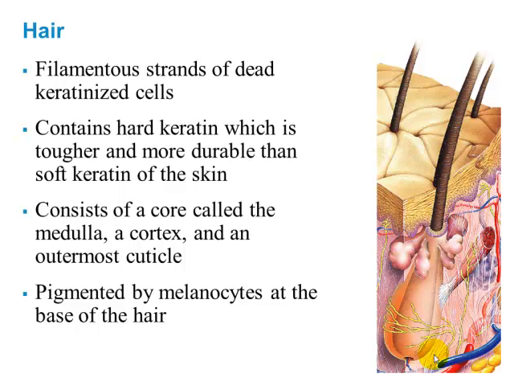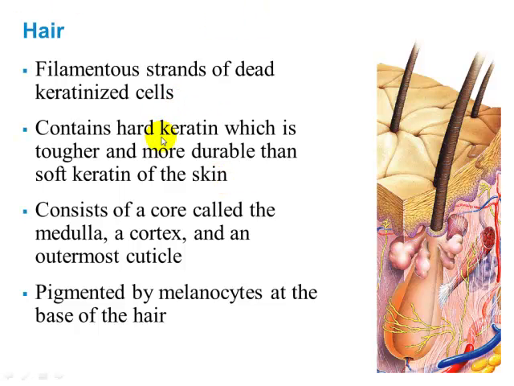Hair we had listed and talked about as being one of the accessory structures of the integumentary system. These are actually filamentous strands of dead keratinized cells. These are derived from epidermal cells. So when we look at where the hair is formed, we're actually going to look at impocketings of the epidermis. Now this contains keratin.